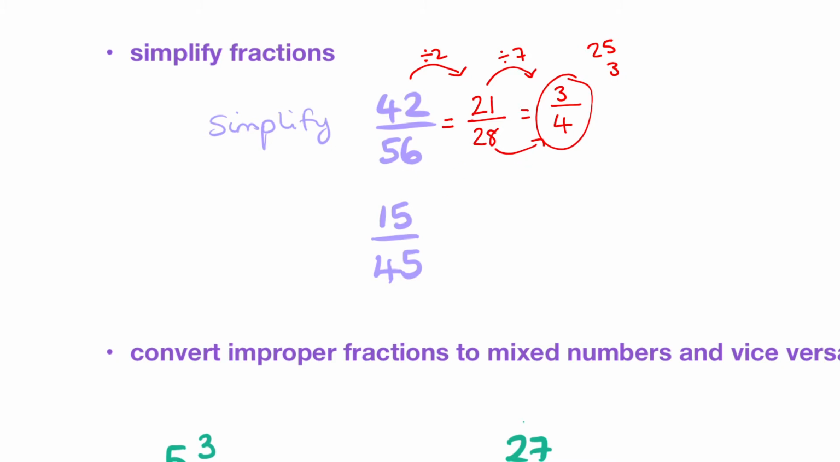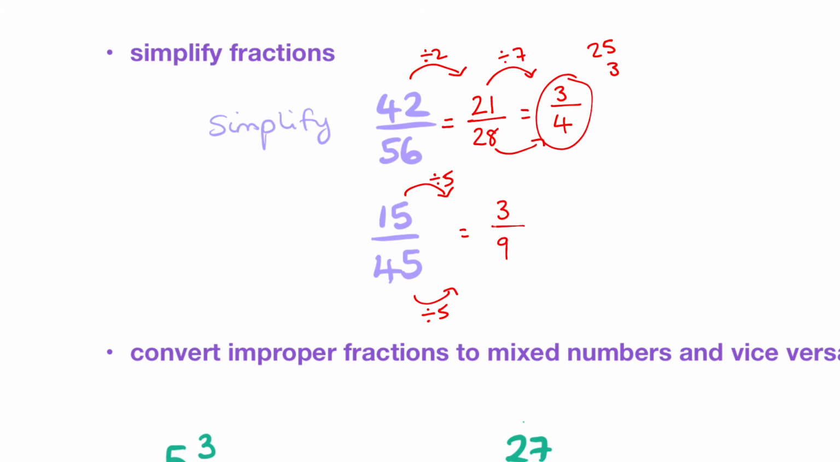Okay, and then the next one, just clear a bit of space, 15 over 45. We've got a choice again of numbers that we could divide top and bottom by, but I think the most obvious one is 5. Okay, so we're going to divide top and bottom by 5 to start with. That's a nice easy one, isn't it? 15 divided by 5 is 3. 45 divided by 5 is 9.